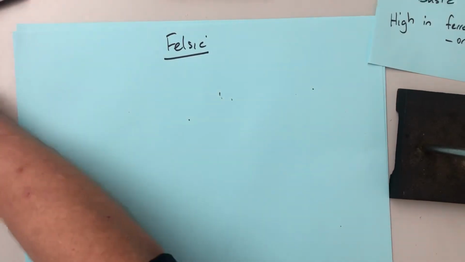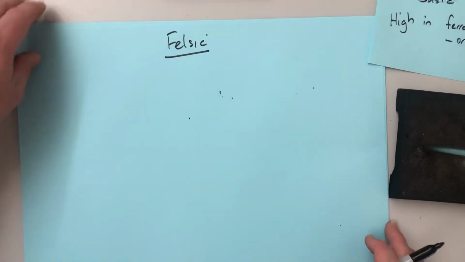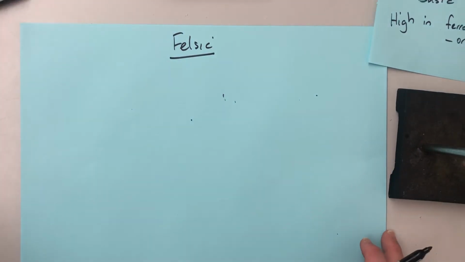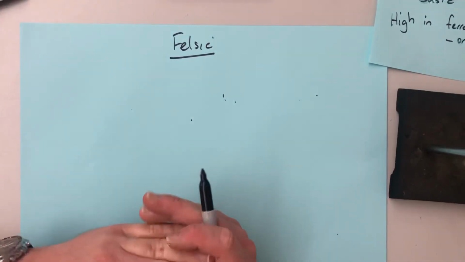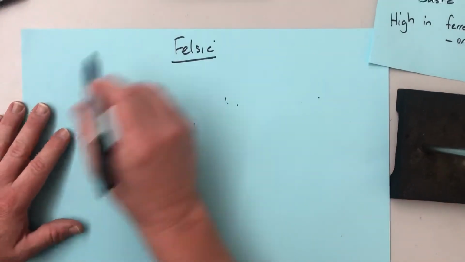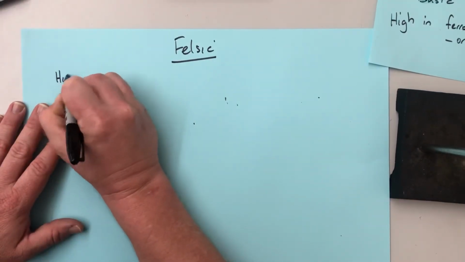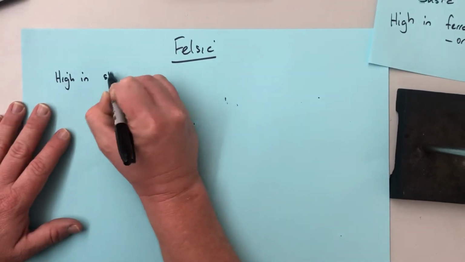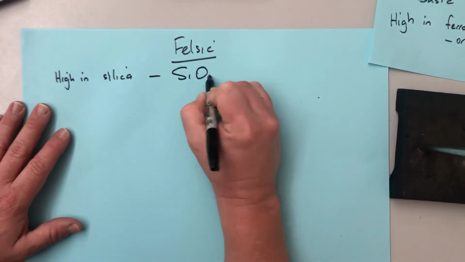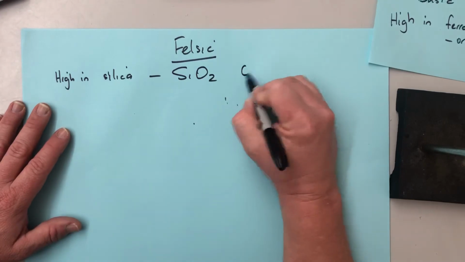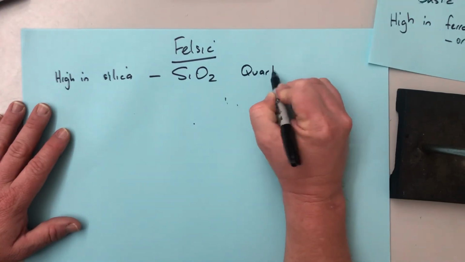Now, felsic magmas are the bad boys of the volcano world. You'll see just after the mafic slide, there's a slide on felsic magmas. So what is it about felsic magmas? Well, firstly, it's very high in silica. When we think of silica, we think of SiO2, silicon dioxide, which otherwise we know as quartz.